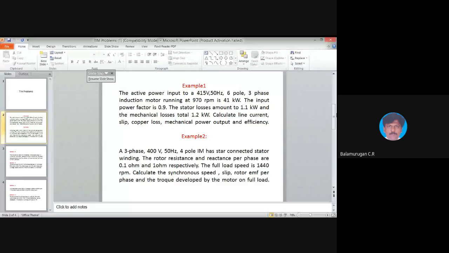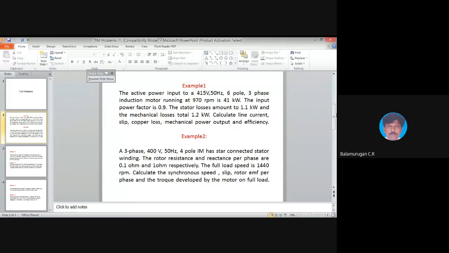You see this equation, it should have slip: K S E2 squared R2 divided by (R2 squared plus (S X2) whole squared). So you have to derive it like this. Okay? So this is the torque equation during full load or running condition. Okay. So during running condition, you will have this general torque equation like this. And you know the value for K. What is the value for K? So K is equal to 3 divided by 2 pi small ns.